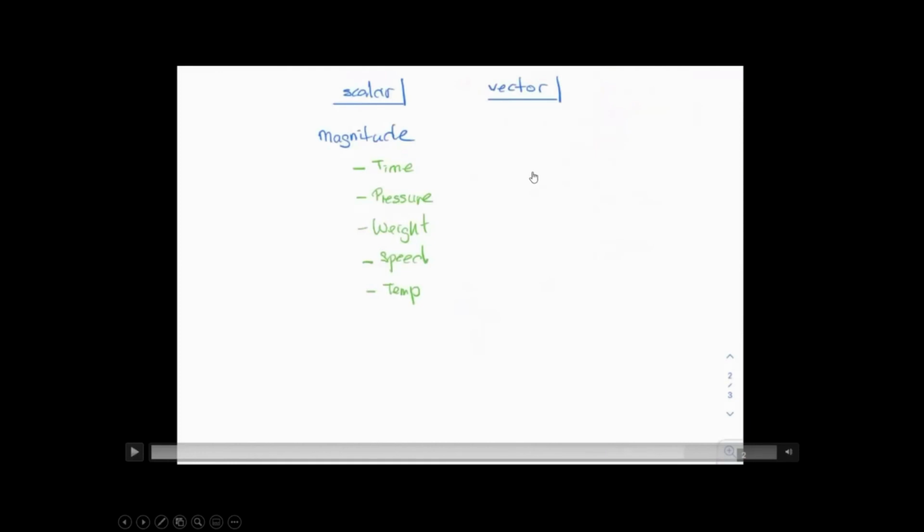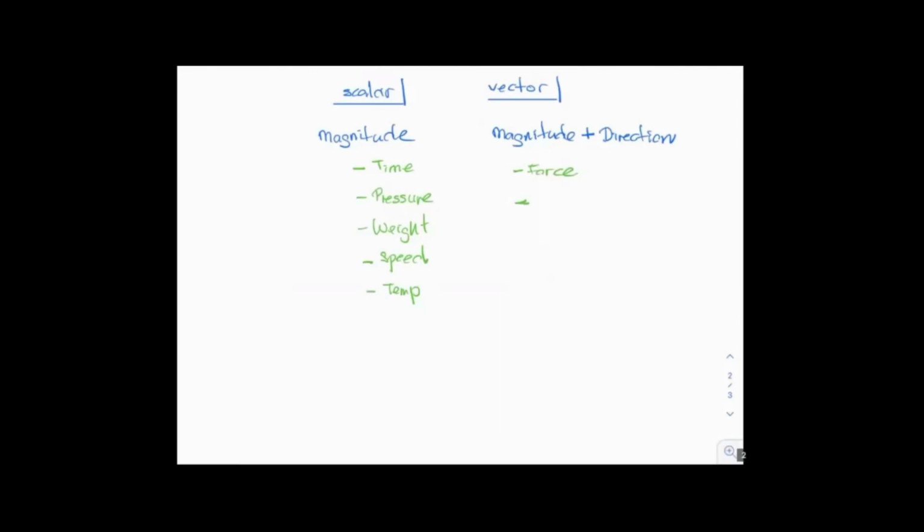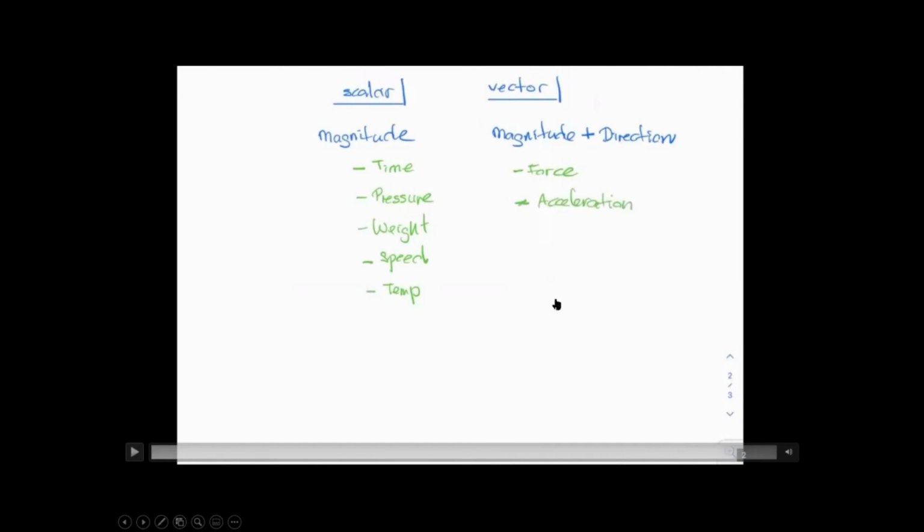When you're dealing with a vector, it's not only going to have magnitude, it's also going to have direction, like force. You can push on something in this direction, or pull on it in the opposite direction. Notice that push and pull involve a direction. Acceleration is another example. You can speed up in this direction, or slow down in the opposite direction. So once again, that's a vector.